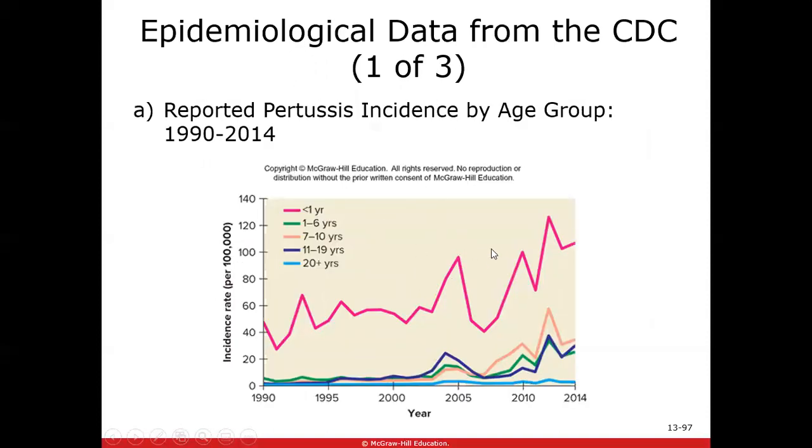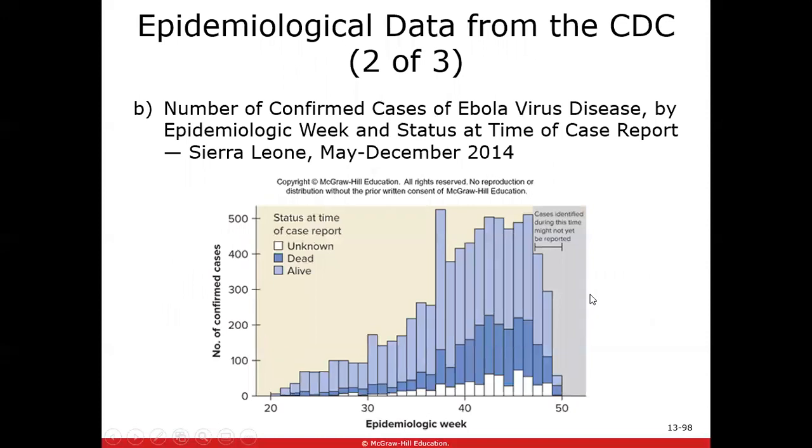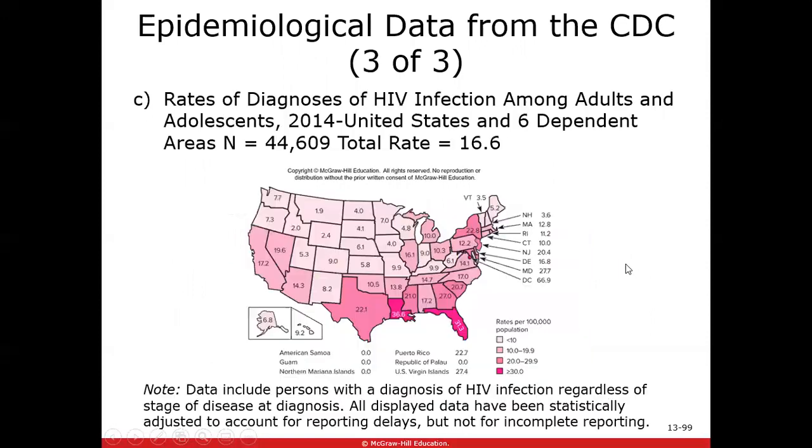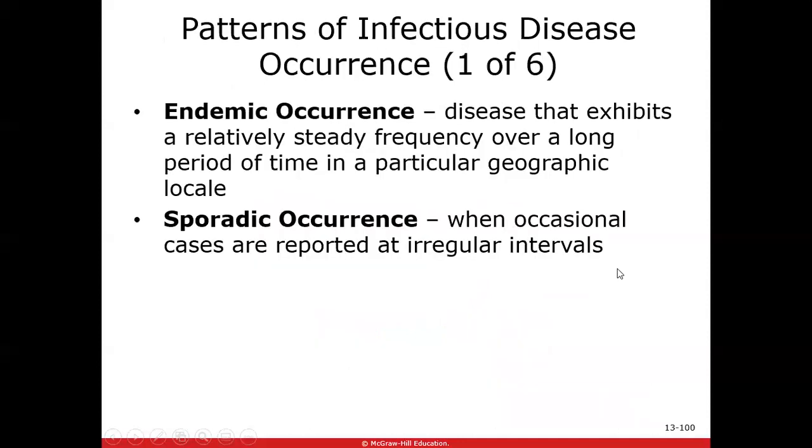And then it talks about pertussis specifically, which is whooping cough, and then Ebola. You look at the numbers in terms of the cases that were identified. And then the epidemiologist looks at the different cases of this particular situation, such as HIV infection. Like I said, I'm not going to ask you much about epidemiology, but these are some of the patterns of infectious disease occurrence.